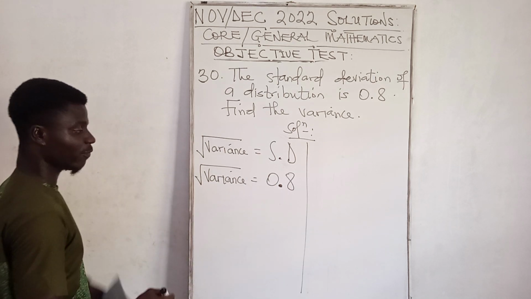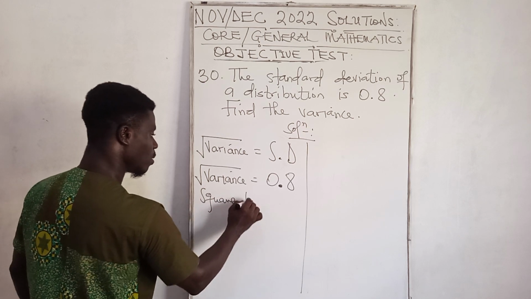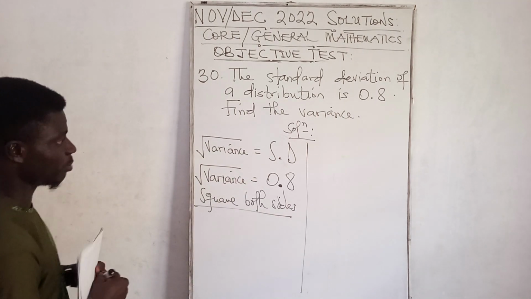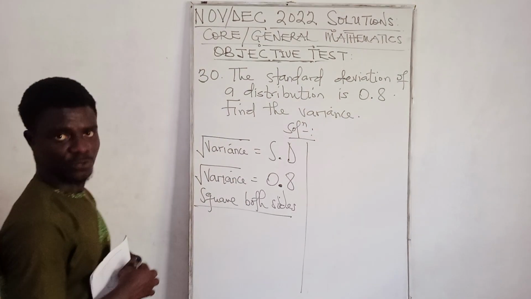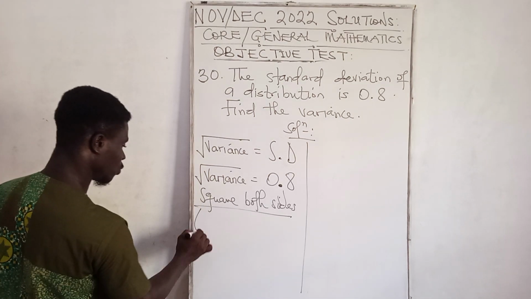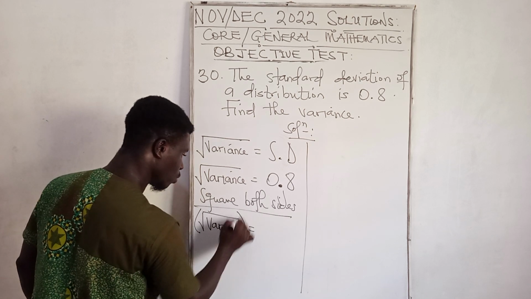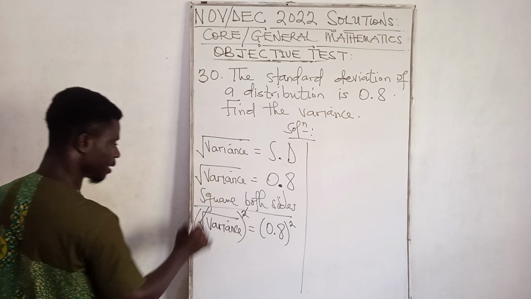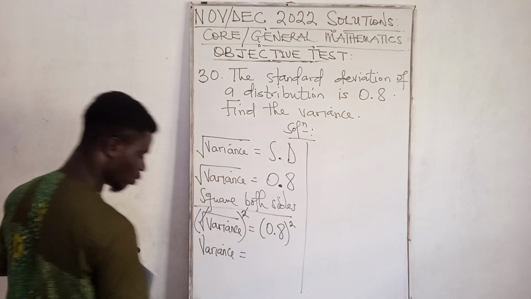So now, how do we find the variance? You have to square both sides. Don't forget this only. Square root of the variance is always equal to what? The standard deviation. Don't forget, square root of the variance is always equal to the standard deviation. So I have the square root of the variance, which must be equal to 0.8, all squared. So this one takes away that. So I get my variance being equal to 0.8 all squared.